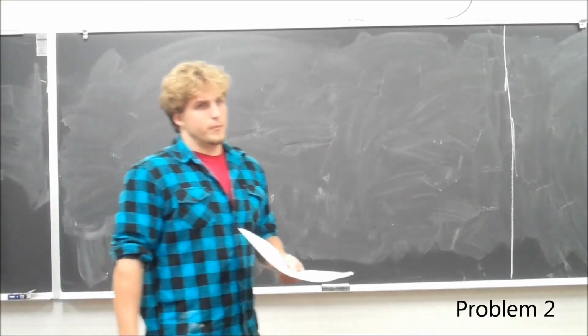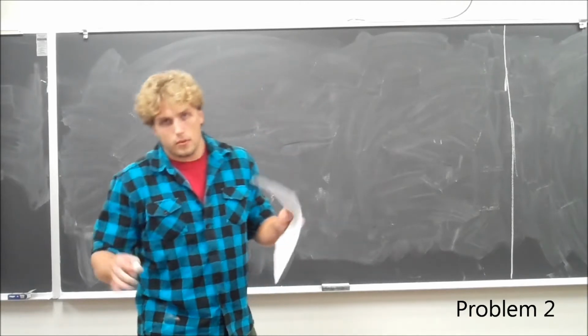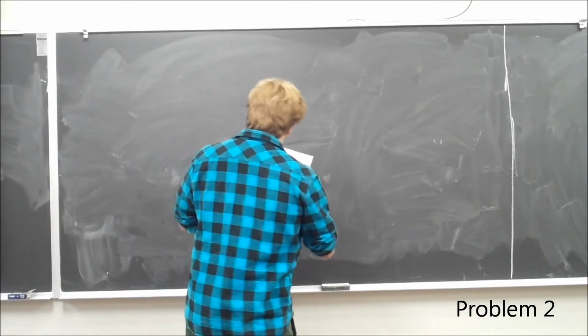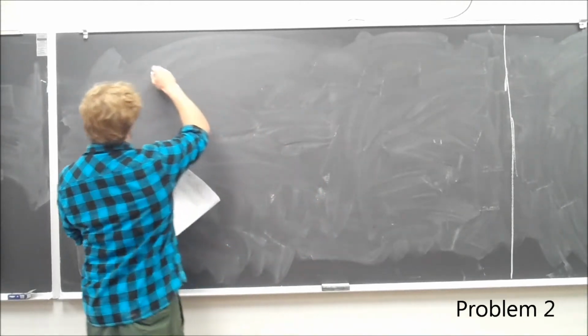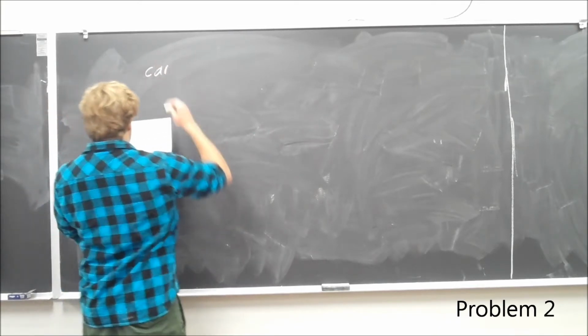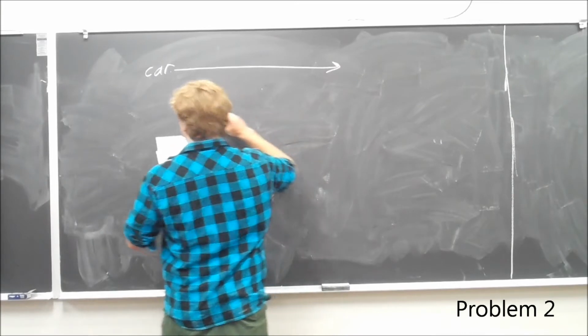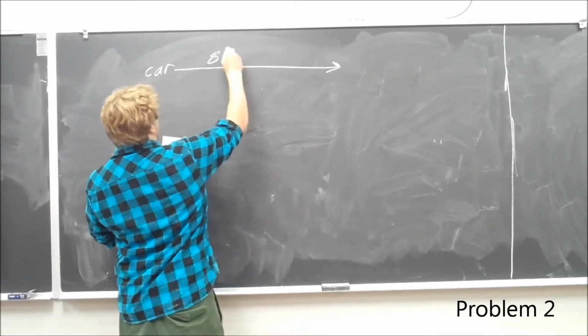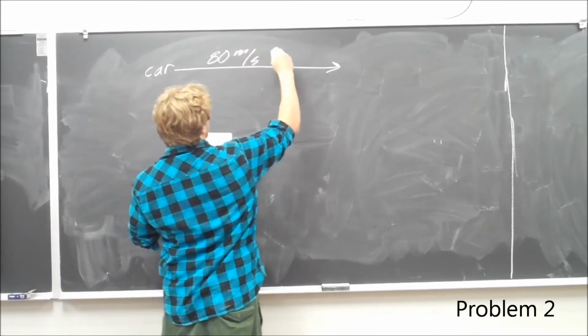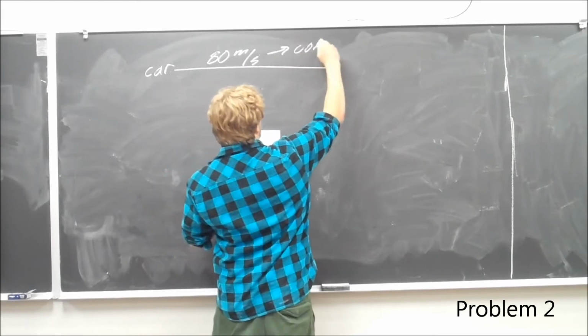That's not very much information. This might make you feel troubled, but don't worry. The first thing you always do is draw this out. So you got this car, and it's going 80 meters per second, and it's constant.